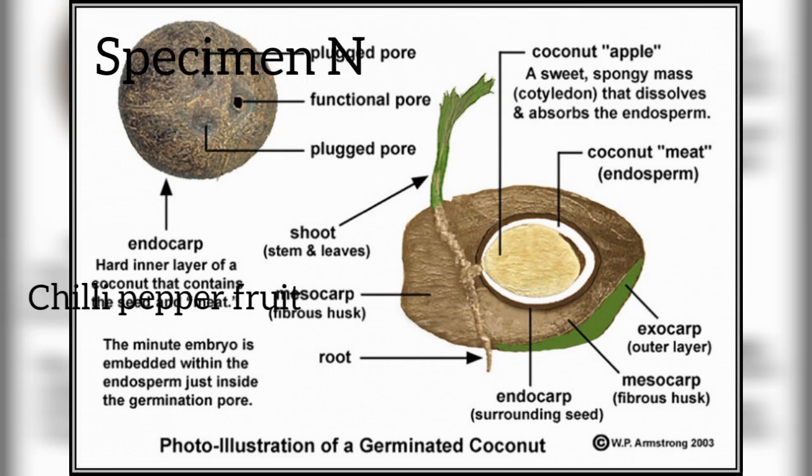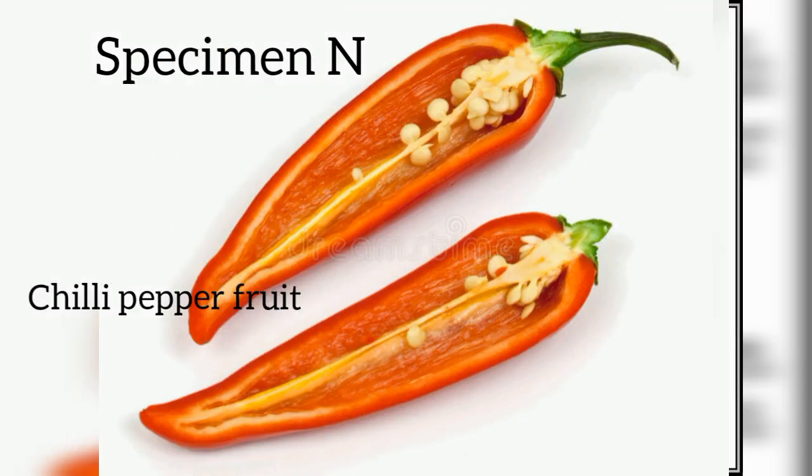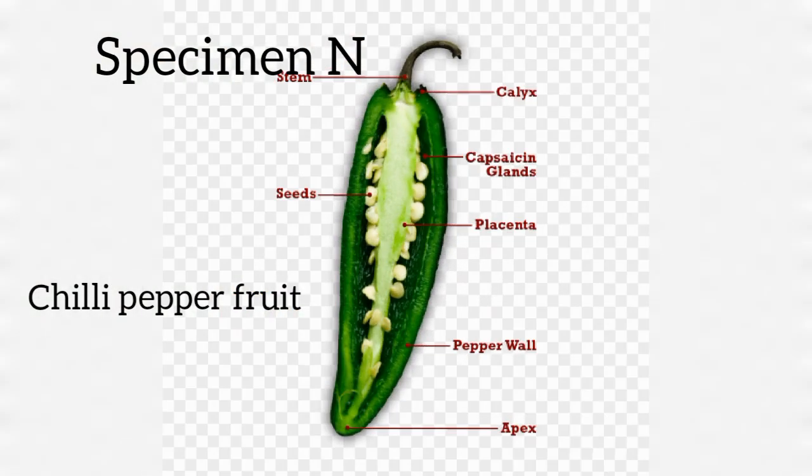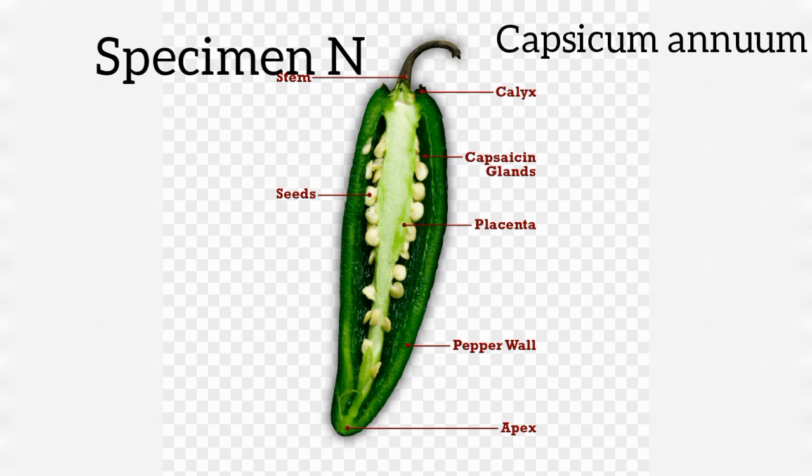So let's move to specimen N, which is the chili pepper. The chili pepper is a fruit called Capsicum annuum. So it is a form of berry fruit, notable for their hot flavor. Which means they are hot in nature. Maybe probably when you chew them, you know normal pepper gets hot.